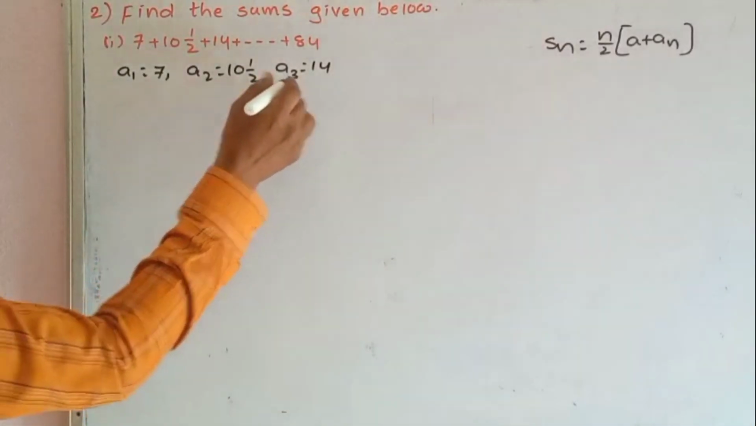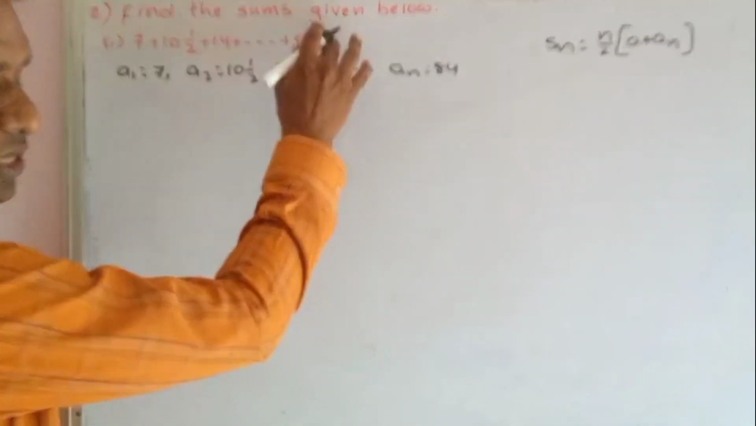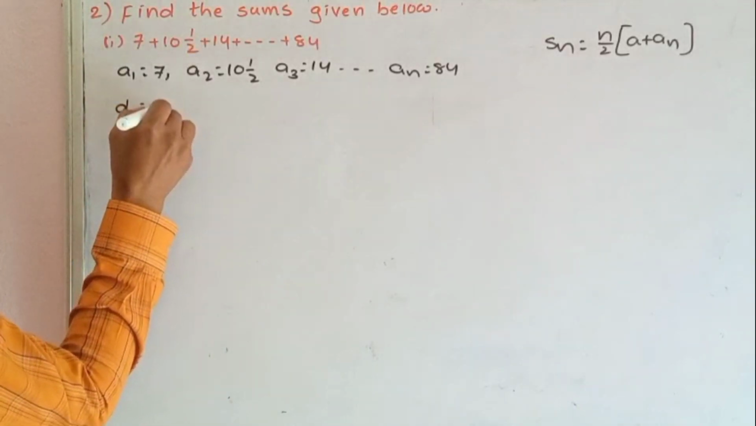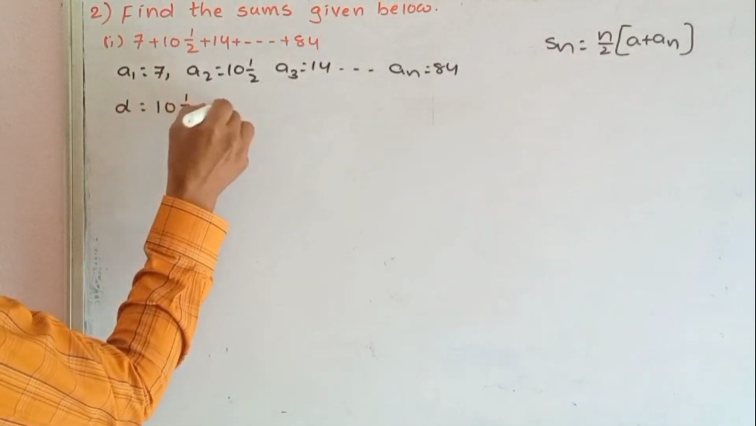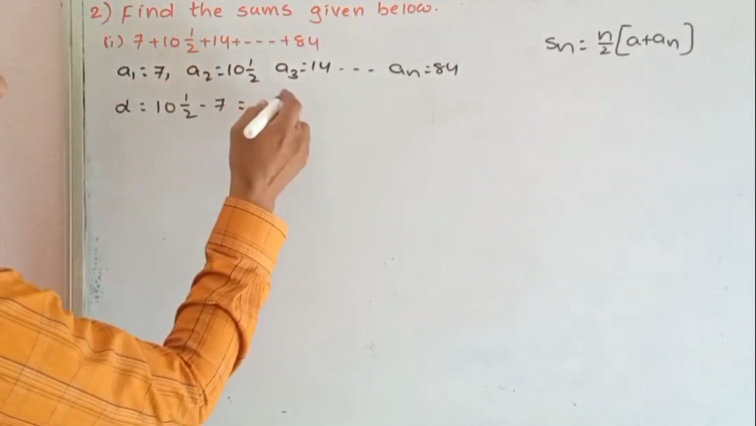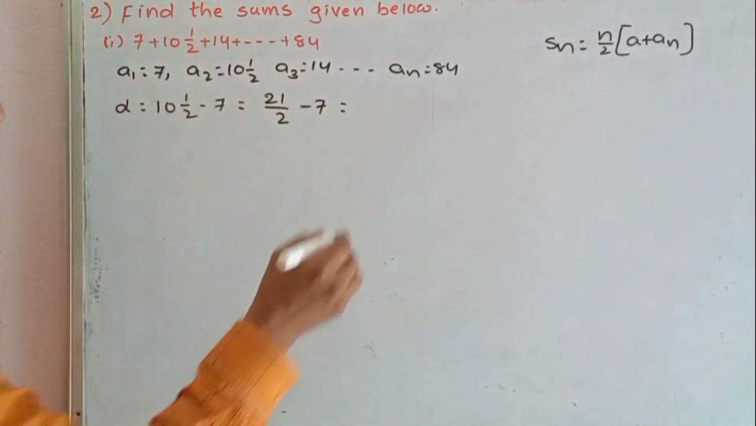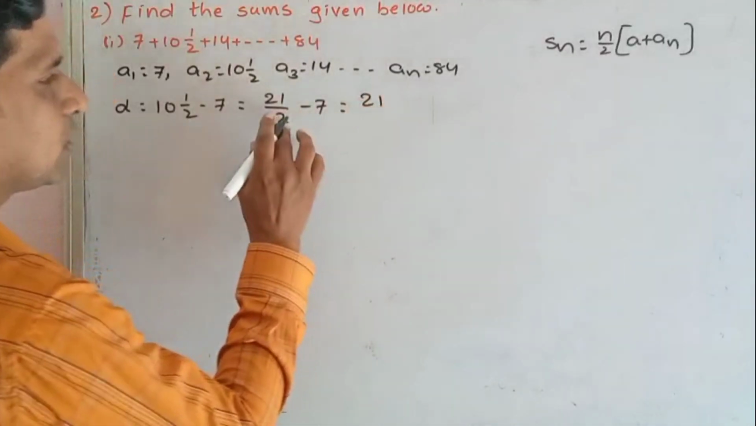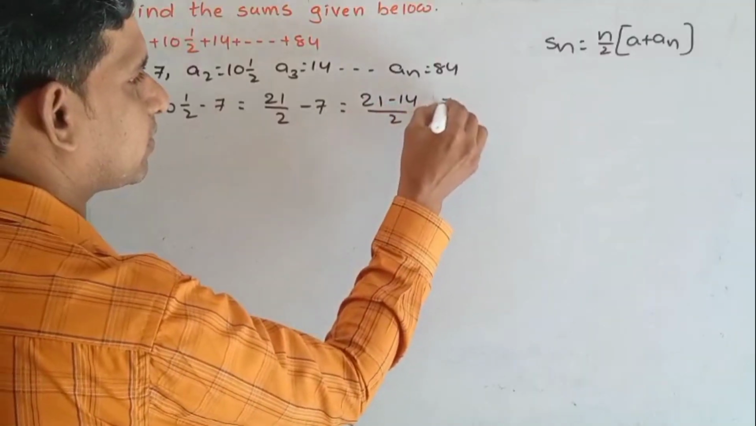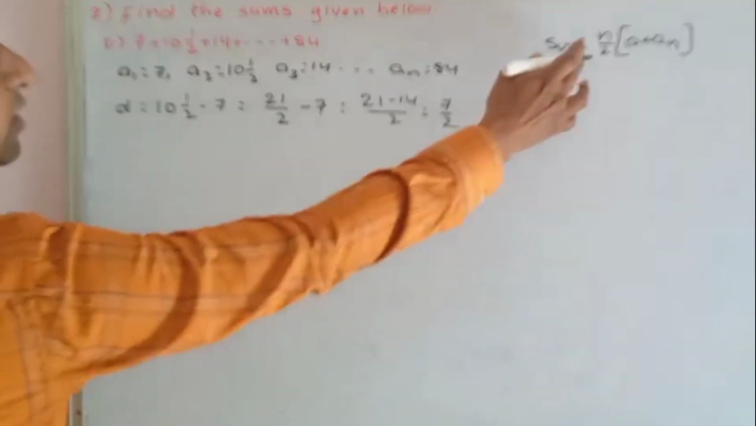Here An is also given. So An equals 84, that means the last term. Now, what is the common difference d? d equals 10 and a half minus 7. 10 and a half is 21 by 2, minus 7, that equals 21 minus 14, which is 14 by 2... that is 7 by 2. Now we will find the value of n.